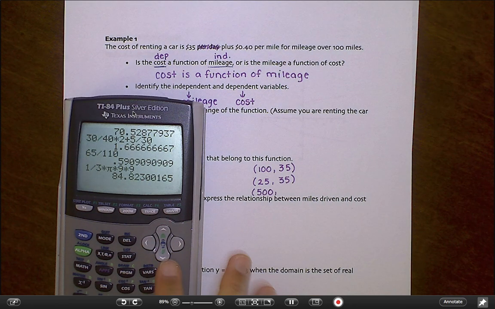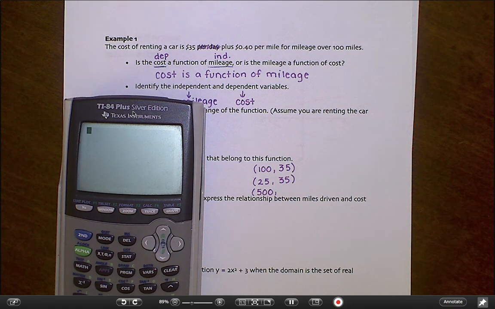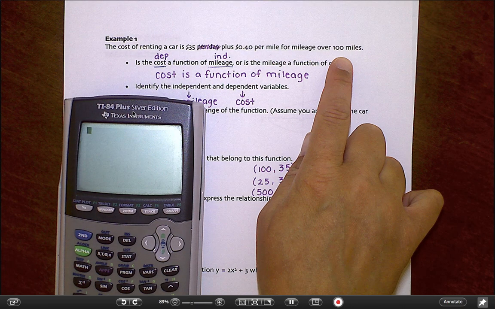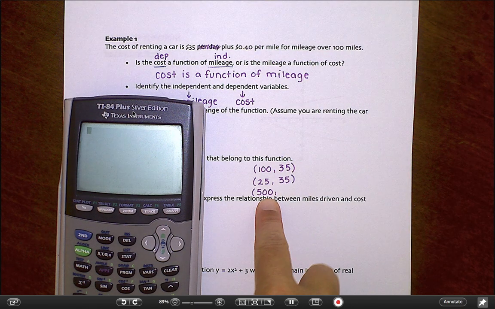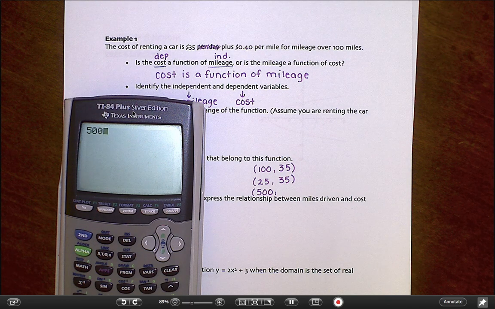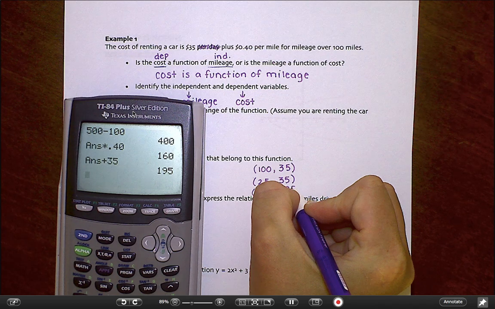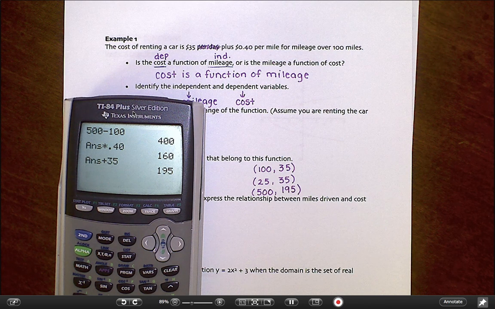So if I'm going to drive 500 miles, I'm paying 40 cents a mile for the mileage that goes over 100. Okay? So I'm not paying 40 cents for the whole 500 miles. I'm going to take that 500 and subtract off the 100. I swear there's a reason I'm doing this in a calculator and not just in my head. Okay? And then I'm taking that and multiplying it by the 40 cents. And then I'm taking that and adding it to the $35 per day. Okay? So that 500 miles would cost me $195. Okay, so there's my 3 ordered pairs.